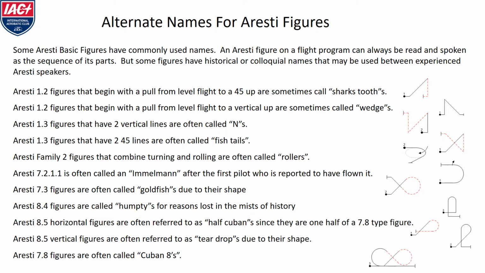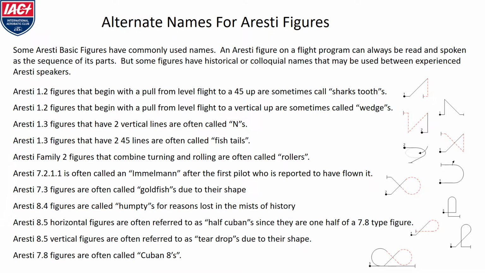Aresti 7.2.1.1 is often called an Immelman after the first pilot who is reported to have flown it. Aresti 7.3 figures are often called goldfish due to their shape. Aresti 8.4 figures are called Humpties for reasons that have been lost in the mists of history.